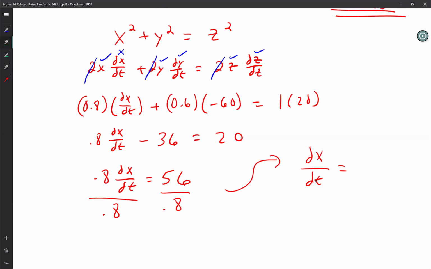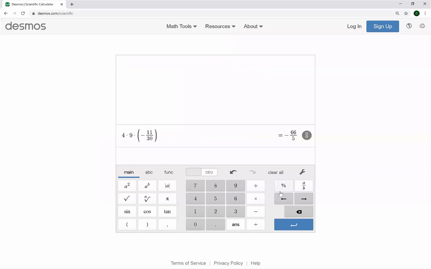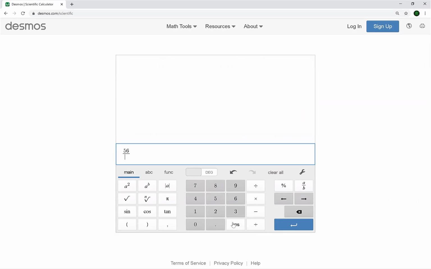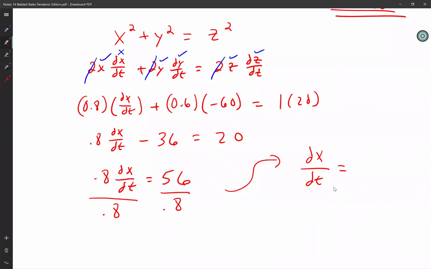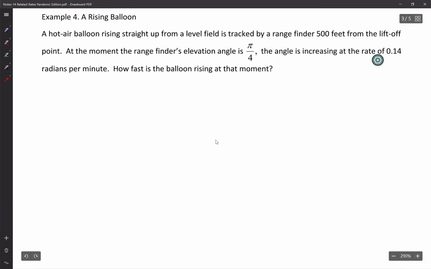I don't know. Let's use Desmos. Looks like it's pretty fast. Desmos. What did I get, guys? Was it 0.8? He's going 70 miles per hour. Oh, that's pretty fast. He's going 70. Well, we'll find out right now.